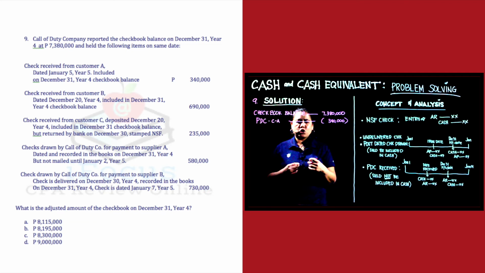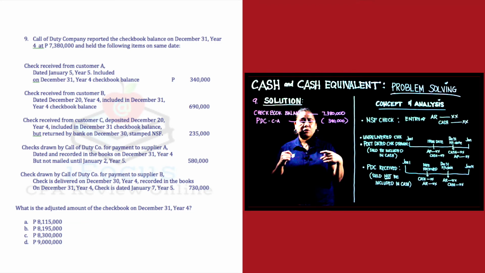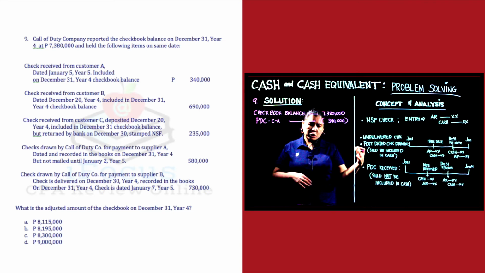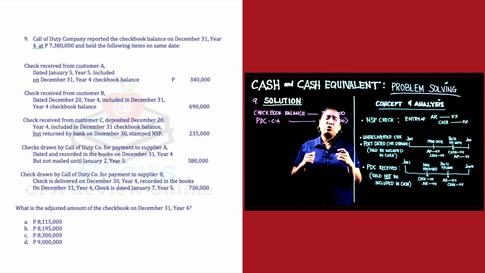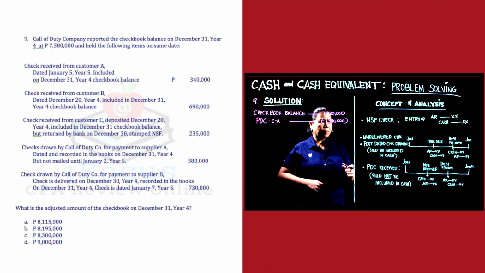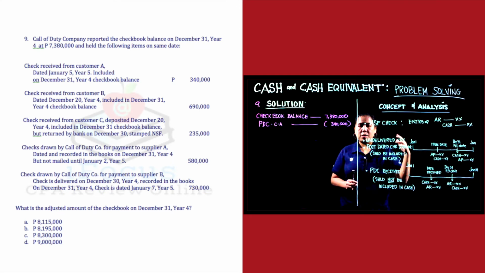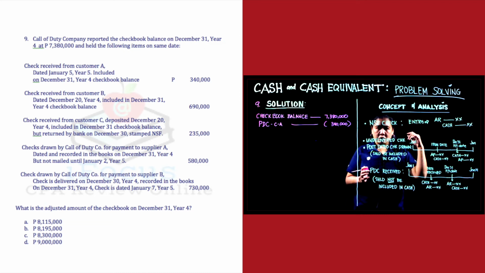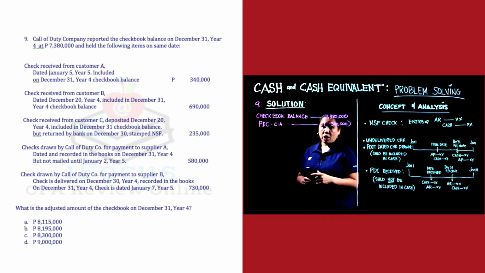Another item is check received from customer C, deposited December 20 of year 4, included December 31st checkbook balance, but returned by the bank on December 30, stamped NSF check amounting to 235,000. So, kapag meron tayong NSF check, anong ginagawa natin? Ibabalik natin yan sa accounts receivable. So, our adjusting journal entry will be debit to accounts receivable and credit to cash. So, itong NSF check should not be included on our checkbook balance.